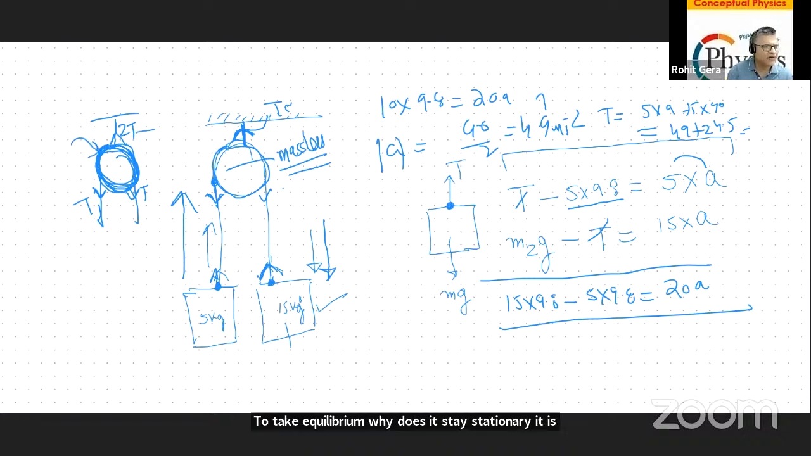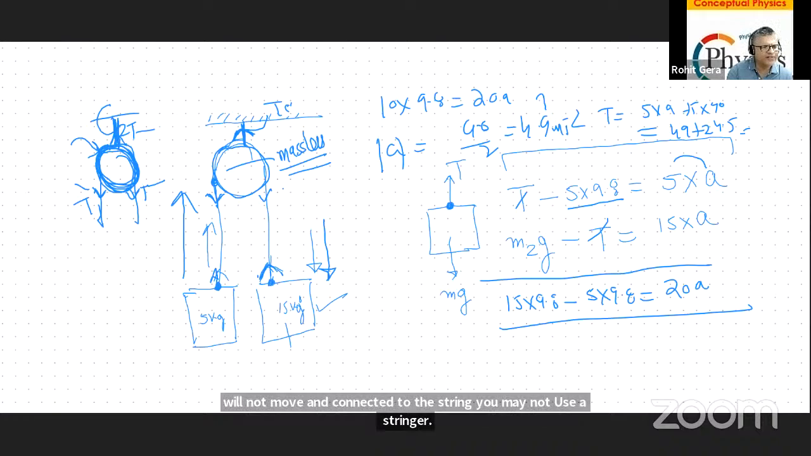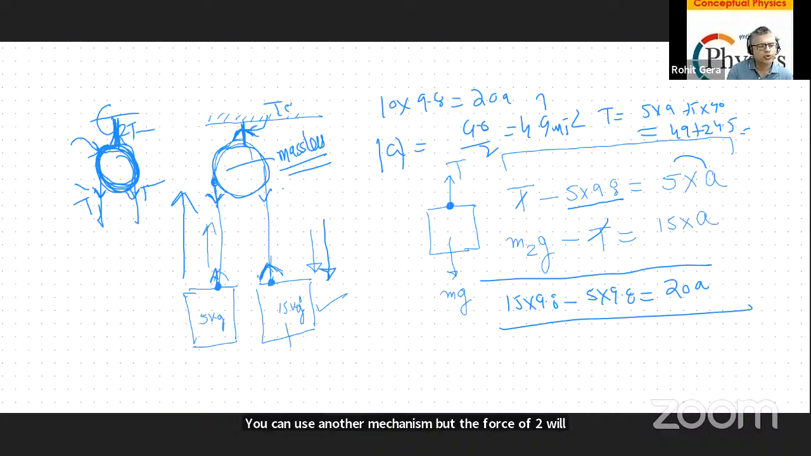Why does it stay stationary? It is because you have obviously connected it here, and there is a force of equilibrium. Otherwise, these two might bring it down, but because you've connected it here, it will not move. You may not use a string here, you can use another mechanism, but the force of 2T will still get generated here to keep the equilibrium from moving.